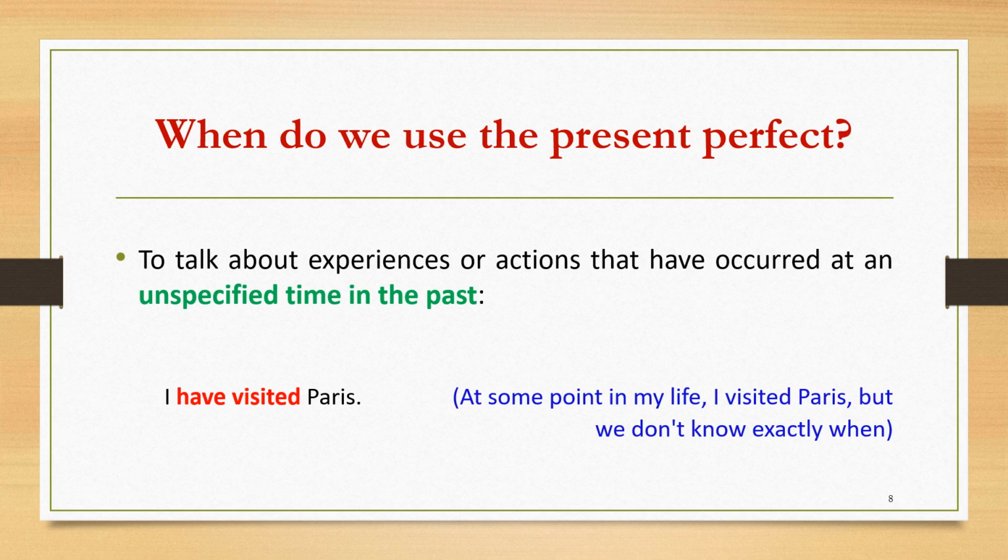Example, I have visited Paris. It means at some point in my life I visited Paris, but we don't know exactly when. It's different from saying, for example, last year. If we use last year, the time is known. So we have to use the simple past in this case. Last year I visited Paris. But without specification of the time, we use the present perfect. I have visited Paris.